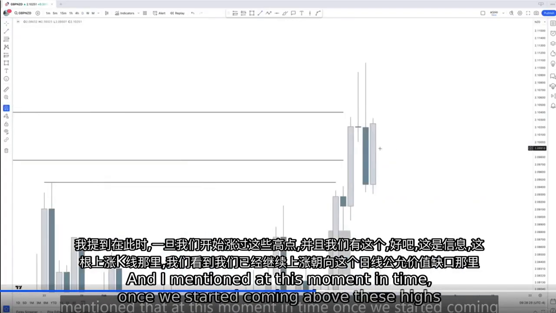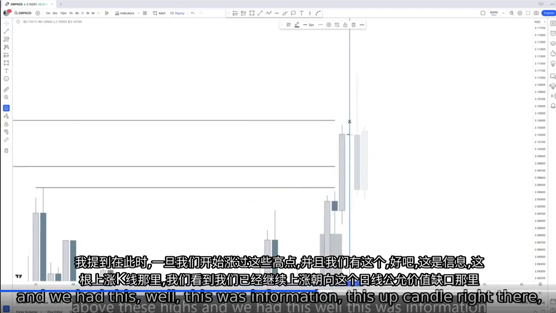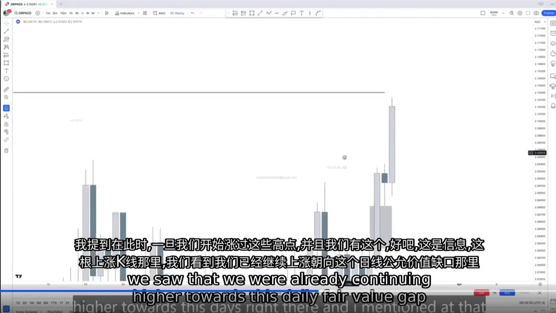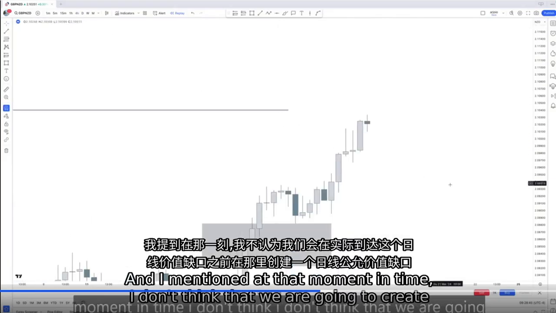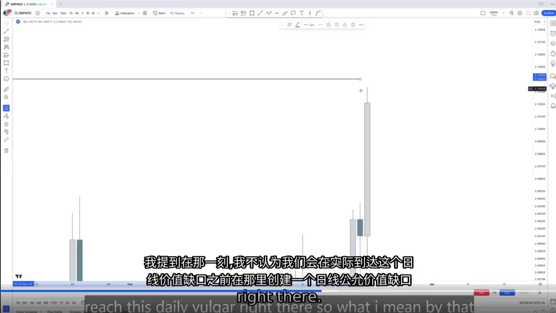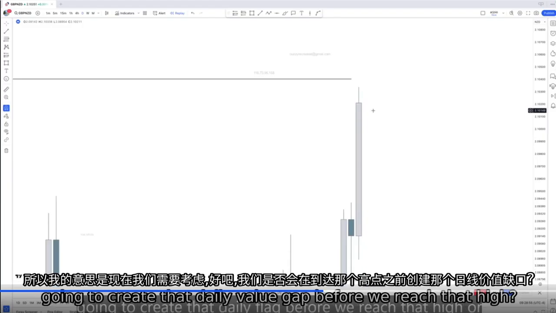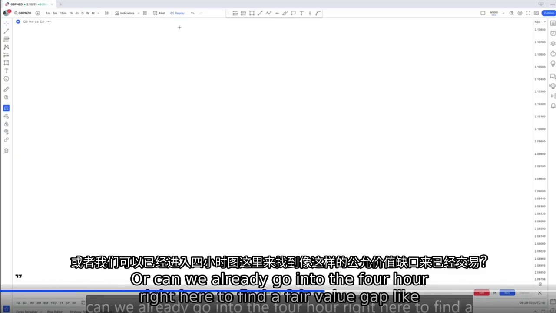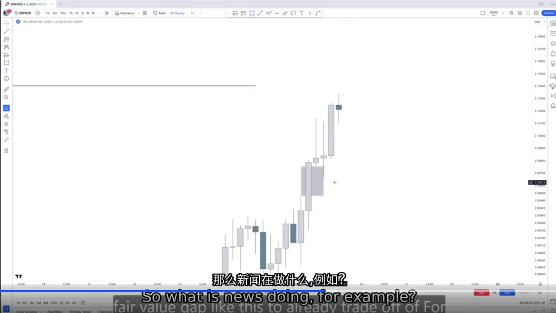And I mentioned that once we started coming above these highs and we had this up candle, which was information, we saw that we were already continuing higher towards this daily fair value gap. I mentioned at that moment that I don't think we are going to create a daily fair value gap right there before we actually reach this daily fair value gap. So what I mean by that is we now need to take into account: are we actually going to create that daily fair value gap before we reach that high? Or can we already go into the 4 hour to find a fair value gap like this to already trade off of?